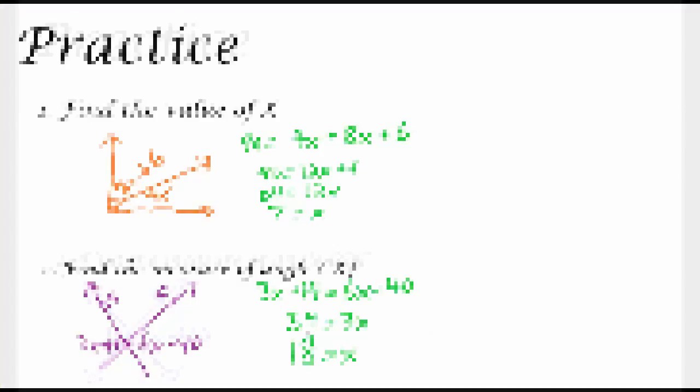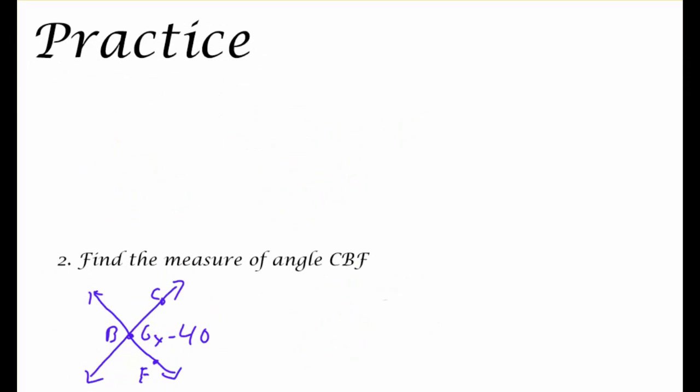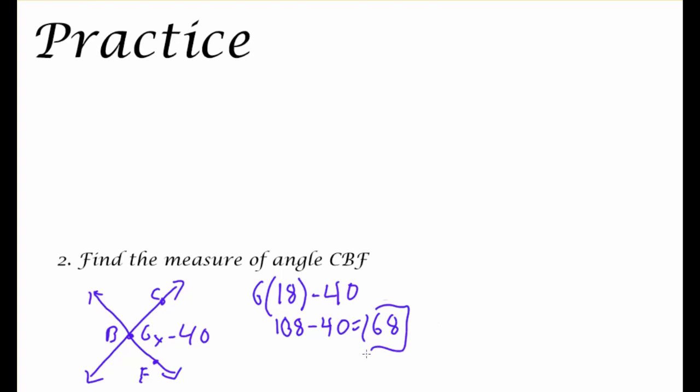Now, even though I have that x equals 18, I can't consider the problem finished. The question did ask us for angle CBF. So angle CBF, being represented by 6x minus 40, would be what we'd have to plug our 18 into. So 6 times 18 will give us 108 minus 40, and then 108 minus 40 will give me 68. So 68 is the measure of that angle CBF.